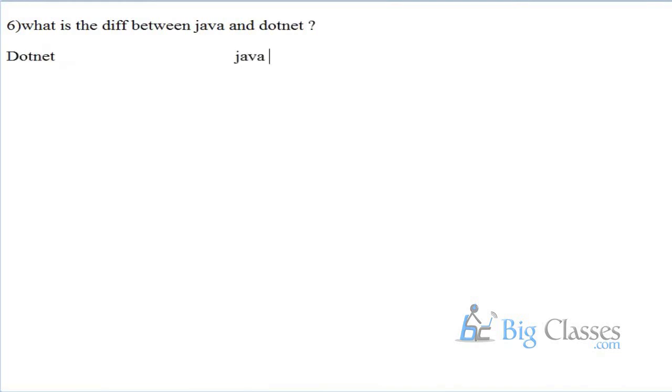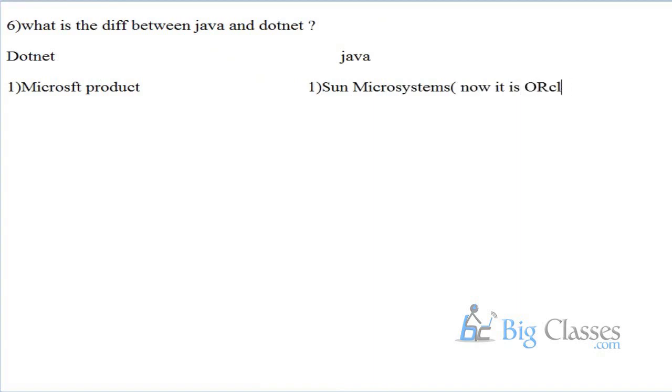.NET, Java. .NET is a Microsoft product. Who developed Java? Who is the owner of Java? Previously it was Sun Microsystems. Now it was completely taken over by Oracle. Now it is an Oracle product. And here .NET is partially independent.